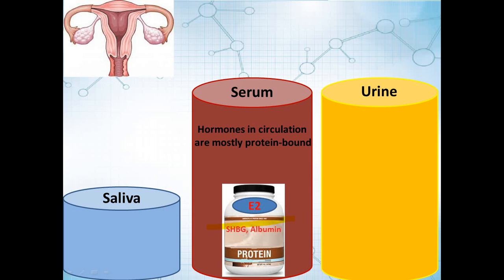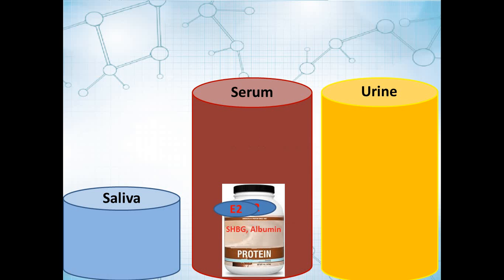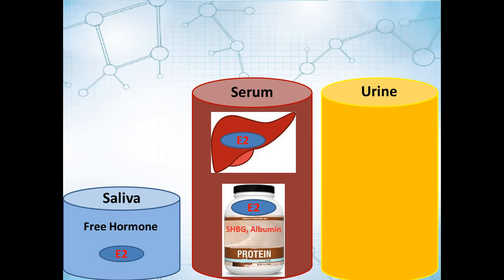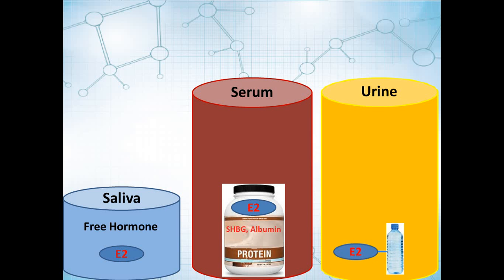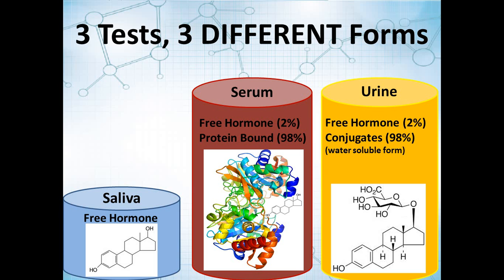Now, can that complex of protein and a hormone get into saliva or urine? No, it's too big. But the free hormone can get into saliva, and that's what we monitor there. Can the free hormone get into urine? With cortisol, yes, but with the sex hormones, it really doesn't to any great degree. Why? Because it's not water soluble enough until it hits the liver, and elsewhere, but it gets a water-soluble group, like a glucuronide or a sulfate, added on to the molecule, and that can find its way into urine. Bottom line is, three different tests, three different forms.